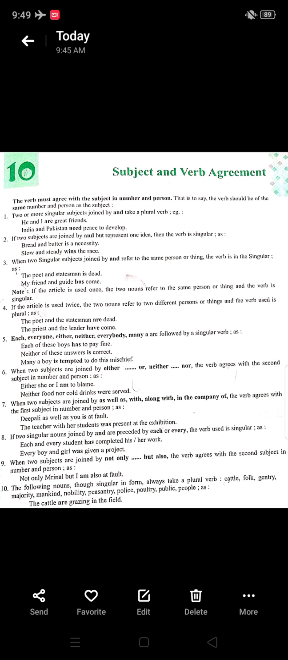Also note that if the article is used once, the two nouns refer to the same person or thing and the verb is singular. If the article is used twice, the two nouns refer to two different persons or things and the verb used is plural. Here, I have used one article in the sentence, and for that singular article, the verb should be singular.